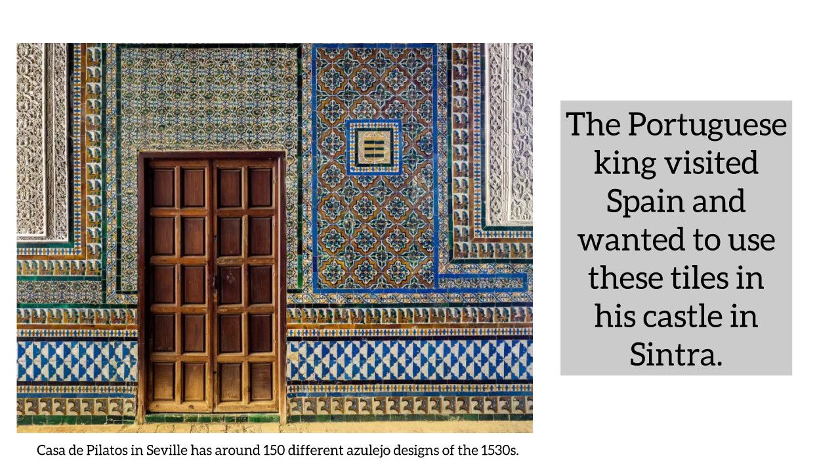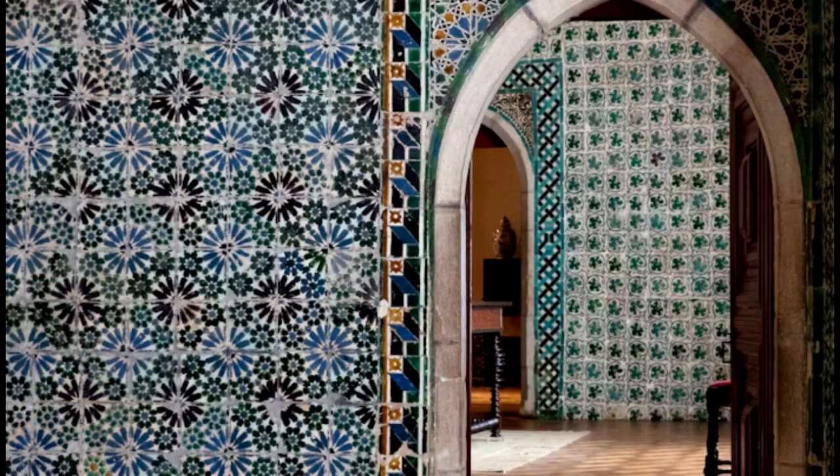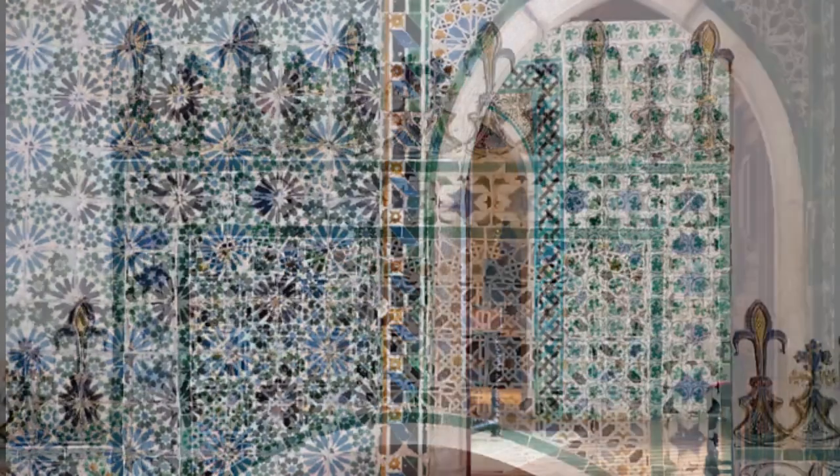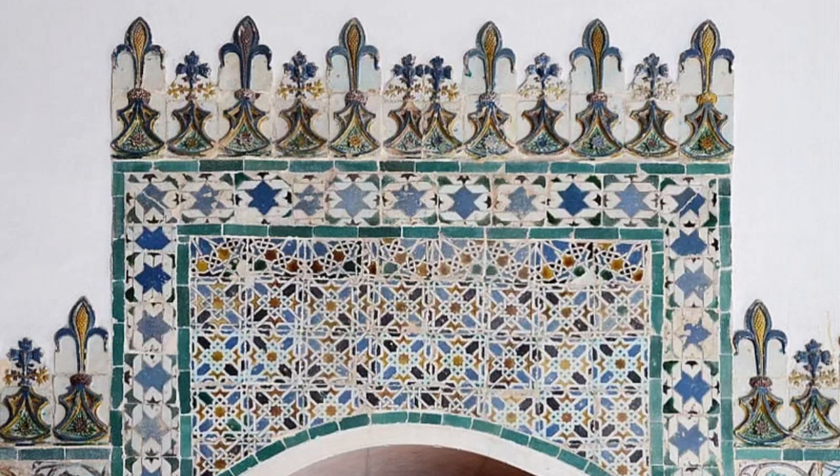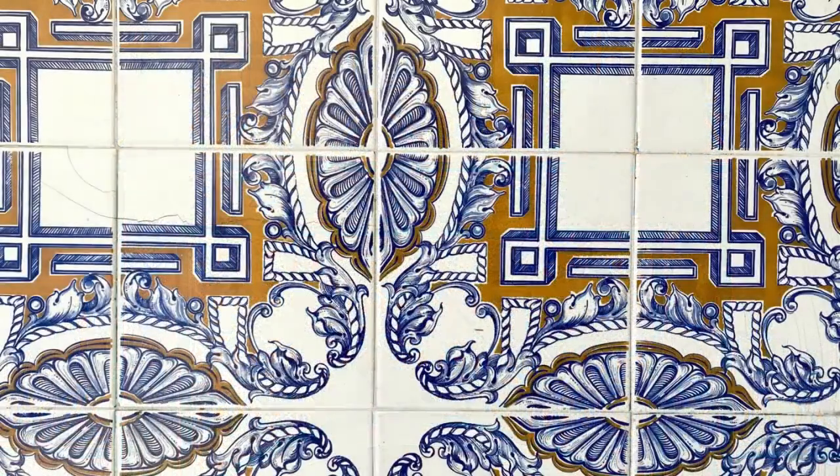Now, the Portuguese king Manuel I, who reigned from 1495 to 1521 AD, visited Spain and wanted to use these same Islamic-inspired tiles with their geometric patterns in his castle in Sintra. You can see them here in the Arab Room in Sintra. So it is during the 15th and 17th centuries that the art of painted tiles flourished here in Portugal, transforming and taking on other influences such as Italian and Flemish.